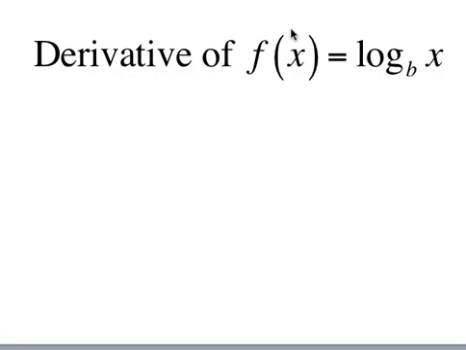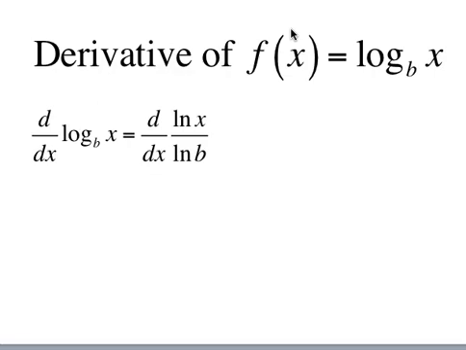Now the derivative of log base b. We did the derivative of natural log of x. Derivative of natural log of x is 1 over x. How about a different kind of base? Well, we know from the change of base theorem that log base b of x is natural log x over natural log b. Natural log b is a constant, so I can pull this out in front.